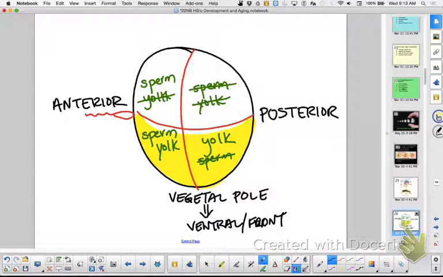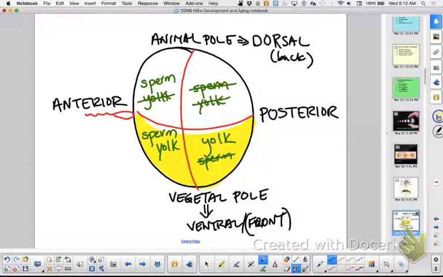Do you remember what this pole is called right here? Animal pole. And this is always going to develop into the, starts with a D. Dorsal. Right, or the back.